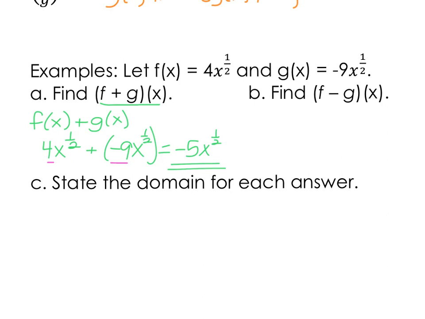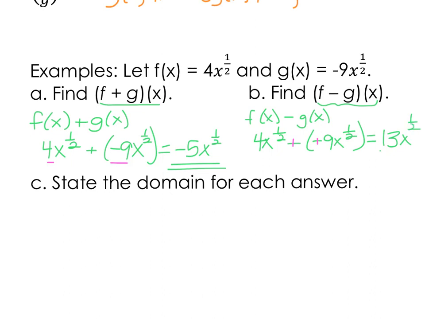Now over on the right, when we subtract f minus g, order matters. So make sure that we write f of x first minus g of x second. And we literally do that subtraction. 4x to the 1/2 minus g of x, which is negative 9x to the 1/2. Now we have a double negative. And when that happens, it ultimately changes it to plus. Therefore, 4x to the 1/2 plus 9x to the 1/2 simply becomes 13x to the 1/2 power. And that is the difference of those two functions.